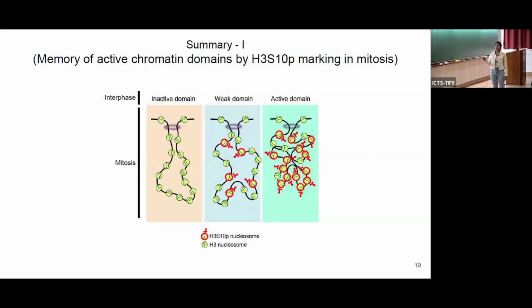So okay, I will just summarize this here. In interphase, there is a structure, there is inactive domain, weak domain, and active domain. In mitosis, that structure is absent physically. H3S10p is deposited in a way that it recapitulates the activity of these domains when it's increasing in mitosis. And not just that, it is compacting the domains where it is more. So you are compacting the most active domain the most.